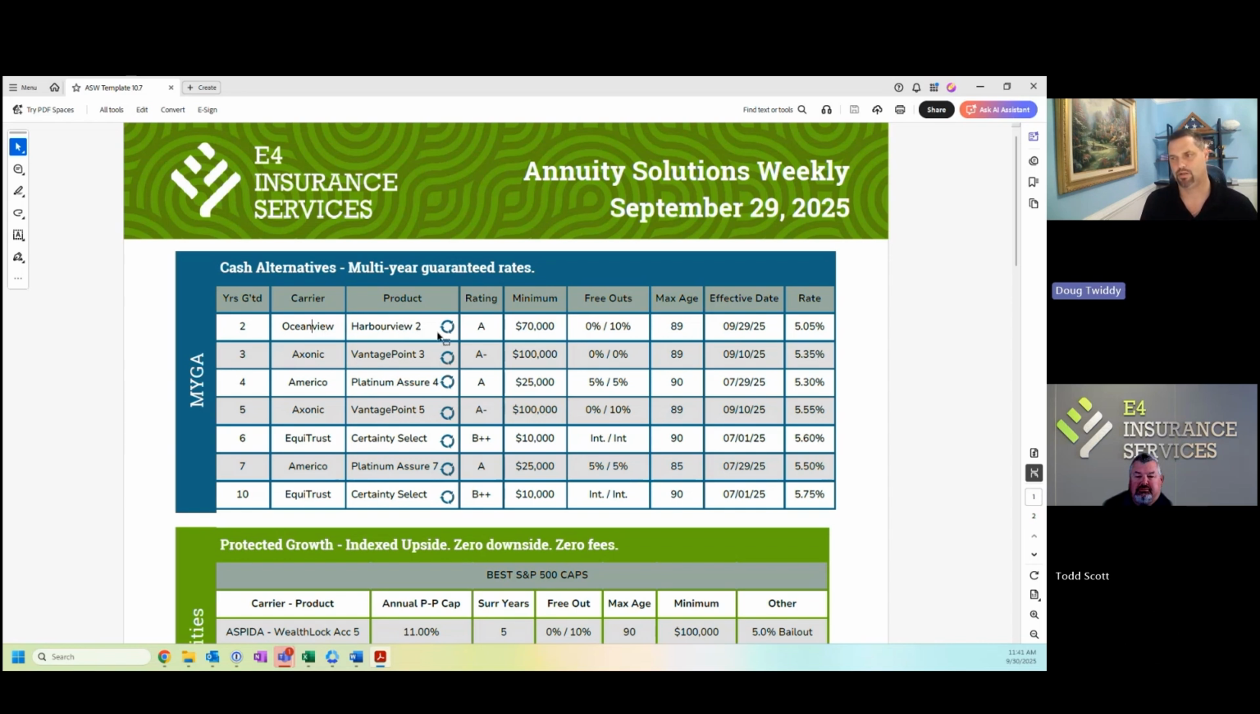The product name, I'll come back to this in just a minute. The ratings, we really only deal with one B++ carrier, and that's Equitrust, but they are supposed to be moving up to A-. So hopefully we'll be seeing that come soon.